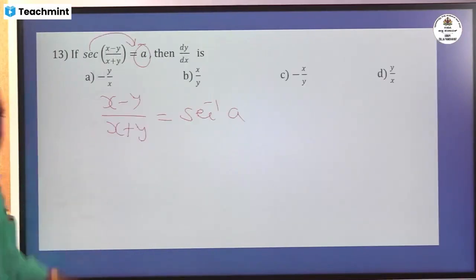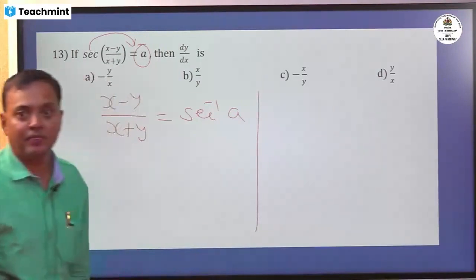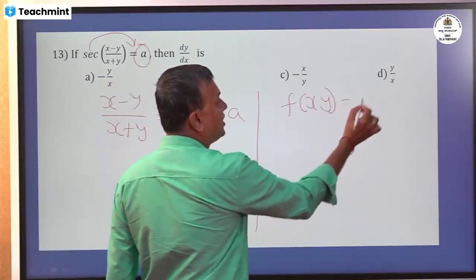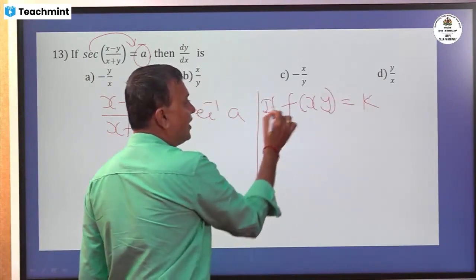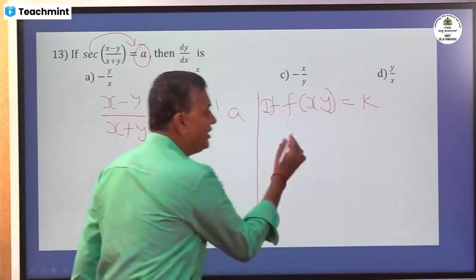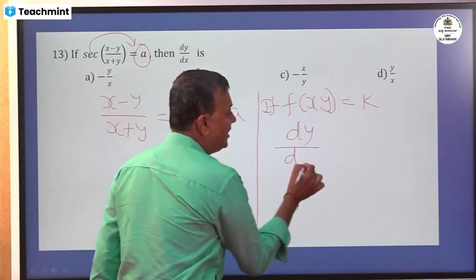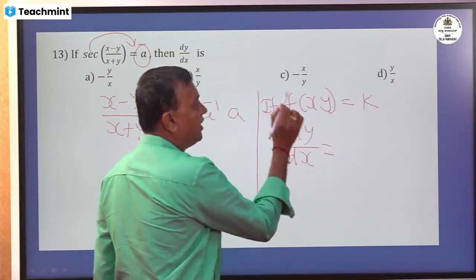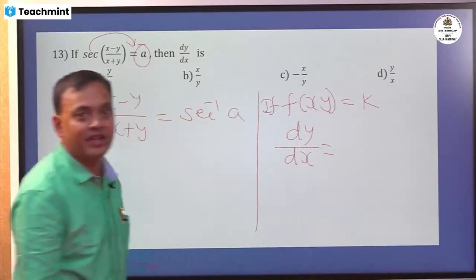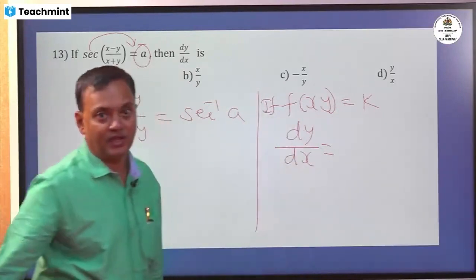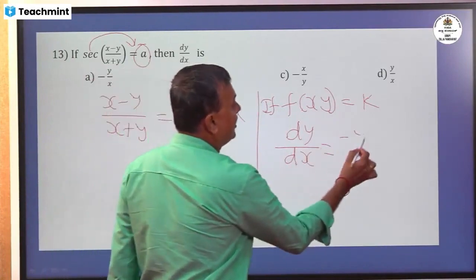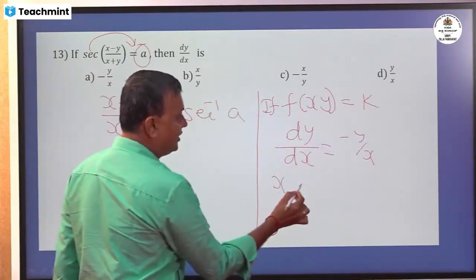Now look, some functions for CAT: if a function like this, f of x into y, is equal to k, if you know this formula you can write the answer directly. dy by dx is the answer; f of x into y is k, dy by dx is minus y by x. You can write it directly.